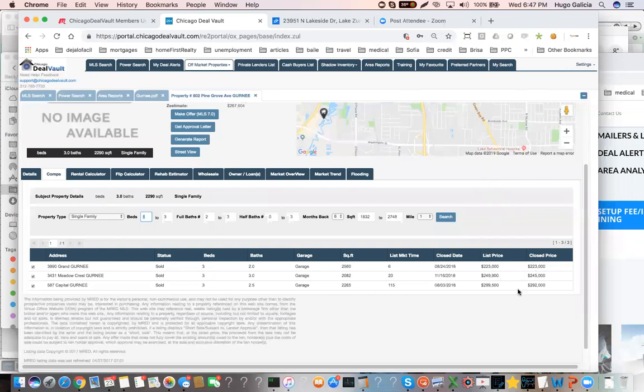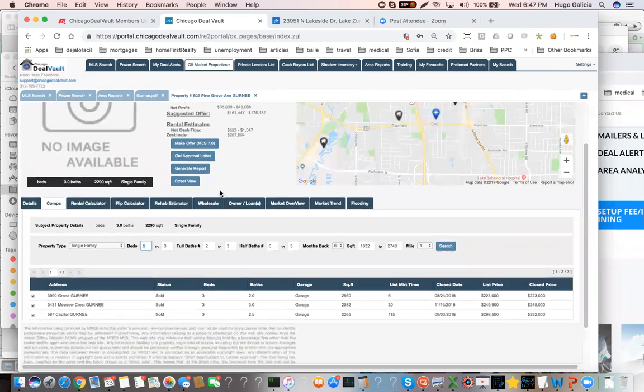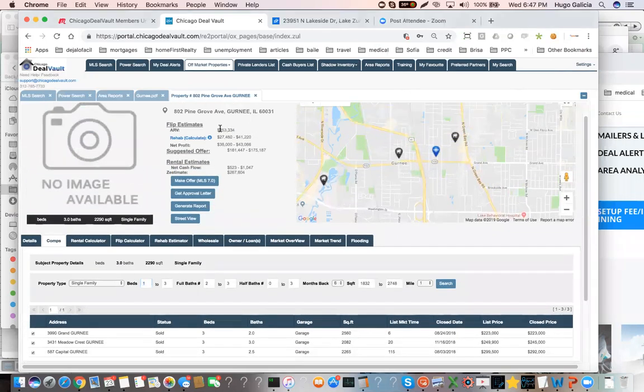So what we do is we take the closed price. This is how much the property sold for, and then we're going to average them out. So we can safely say that this property is worth about $253,000. And then based on this square footage, the rehab is going to be a lot higher, right? So it's going to be at least between, I would say, 25 to 40.